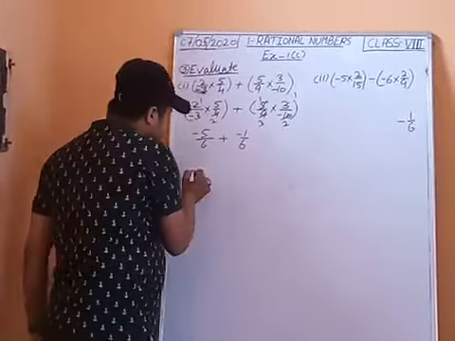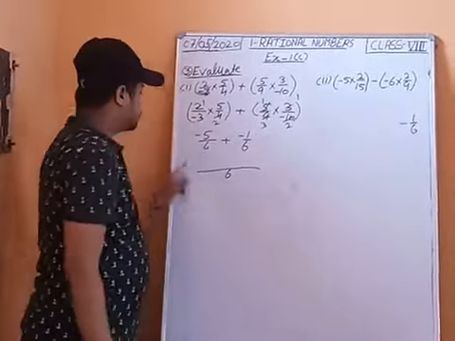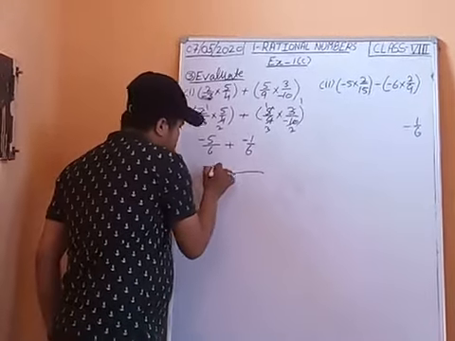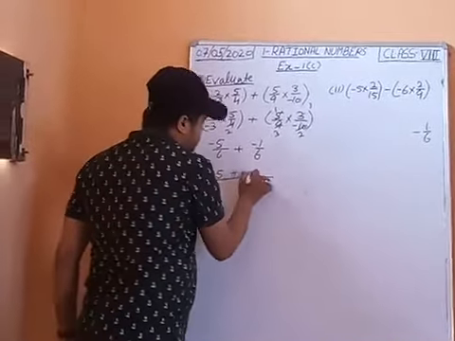Now solve this. Take the LCM. So LCM is coming 6. So 6 1 the 6. 1 5 the 5. Minus 5. Then this plus sign. 6 1 the 6. 1 1 the 1. Minus 1.